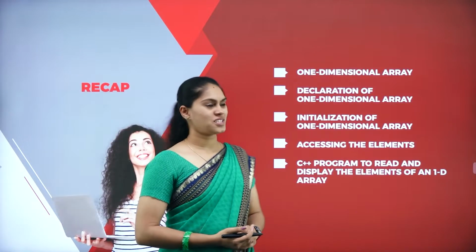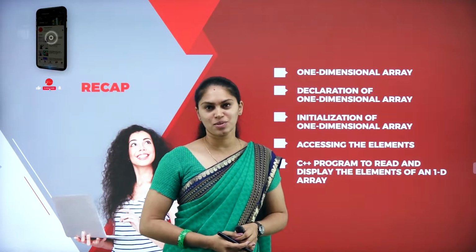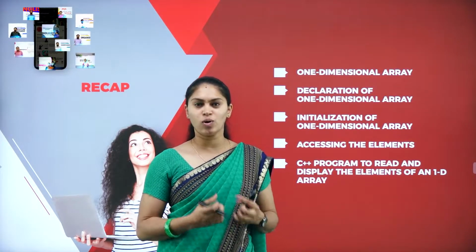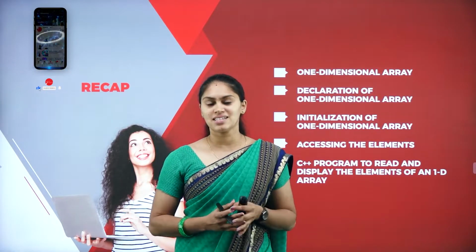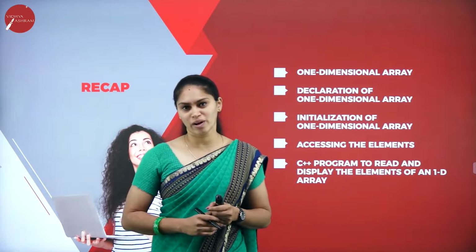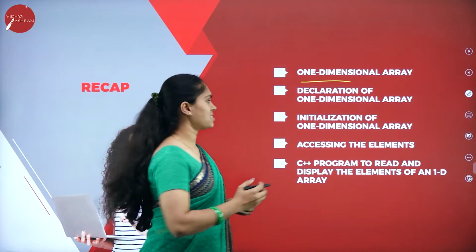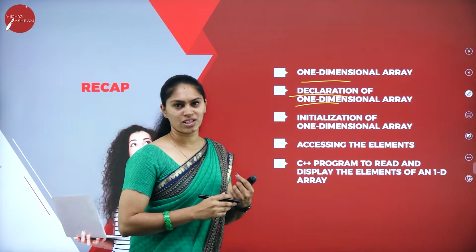In the previous session of this chapter, I discussed the one-dimensional array. As we all know, a one-dimensional array holds a collection of elements of the same data type under the same name with a single subscript. We access the elements of a one-dimensional array with a single subscript, and I also discussed the declaration of a one-dimensional array. How are we going to do the declaration?